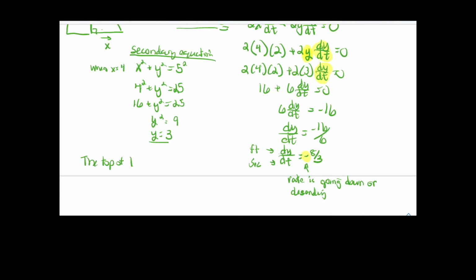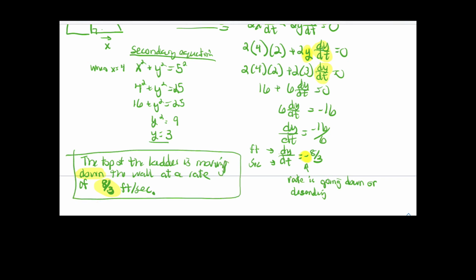So the top of the ladder is moving down the wall. Down there gives my negative, at a rate of 8/3 feet per second. So notice I do not say at a rate of negative 8/3 feet per second, because the down is my negative, and putting two negatives there is like having a double negative in your sentence. It just does not make sense. So that's where the down gives us the negative value. Then we don't put it with a number. Please make sure you don't make that mistake.